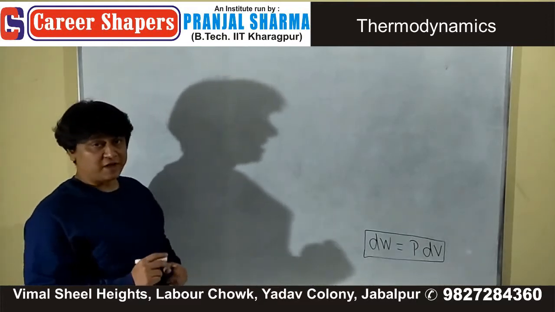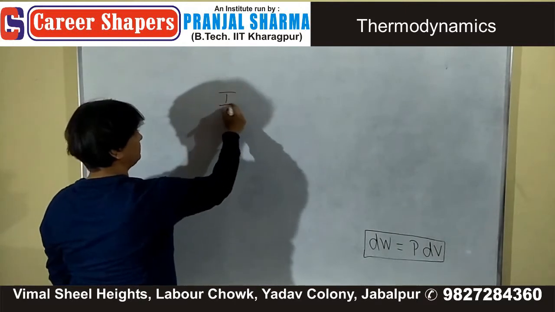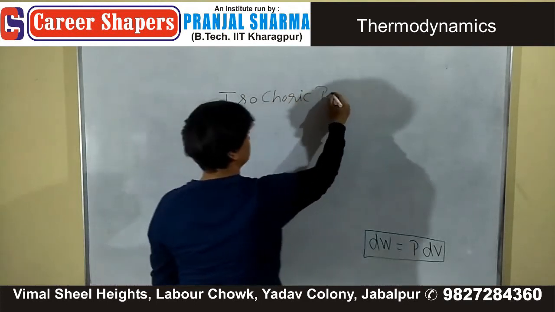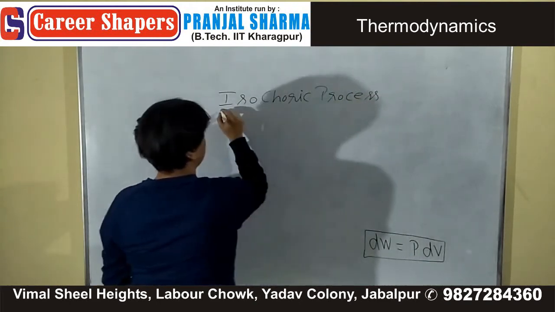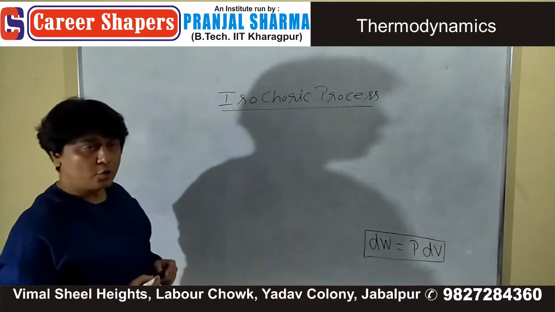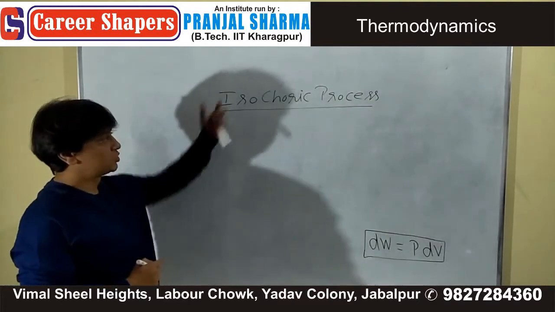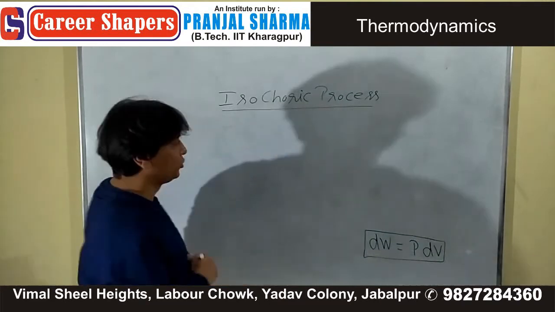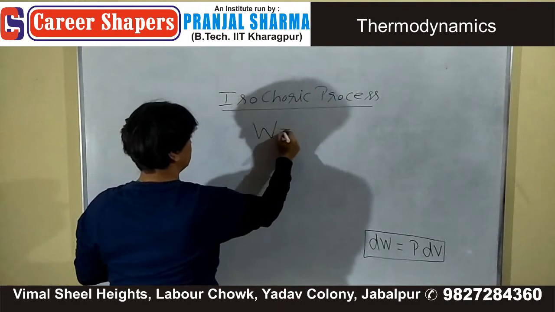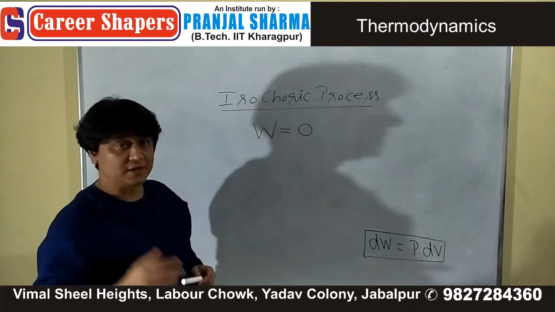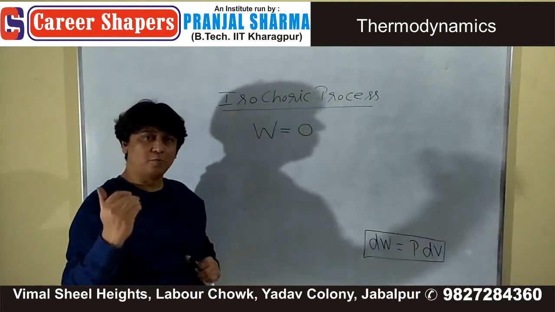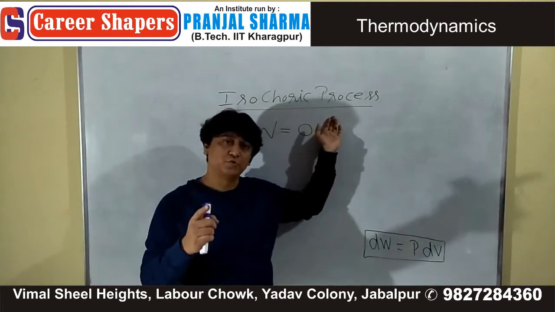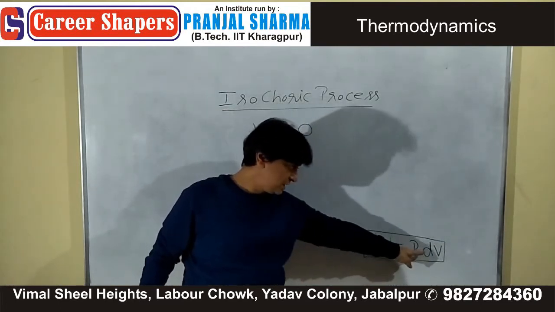Let's see work for the very first process, which is isochoric. Now, first of all, what is isochoric? Isochoric means constant volume. If I ask you what is work done in a process where volume is not changing, then I hope you can easily answer that work done should be 0. That's why I said that in this chapter you will get so many one-line statements like this.